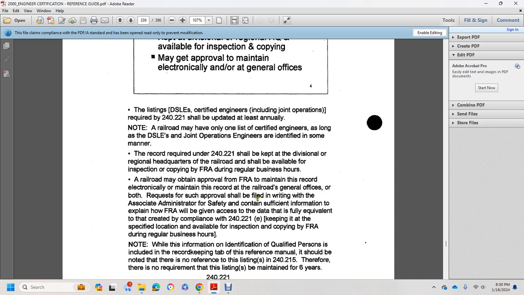Both records required for the approval shall be filed with the Associate Administrator, so that it contains sufficient information to explain. The FRA will be given access to the full equivalent created in compliance with 240.221(e), kept at the specified location and available for inspection and copying by the FRA during regular business hours.